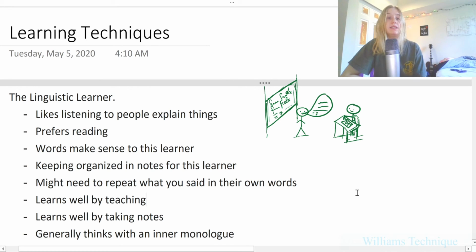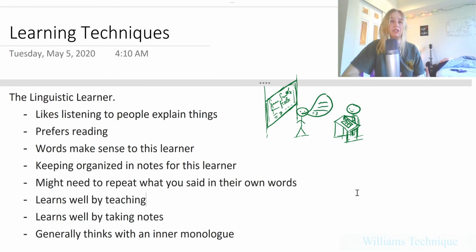That's what Williams' technique kind of focuses on, which is teaching these different types of learning techniques and then interweaving it with different interests specifically for the student themselves.